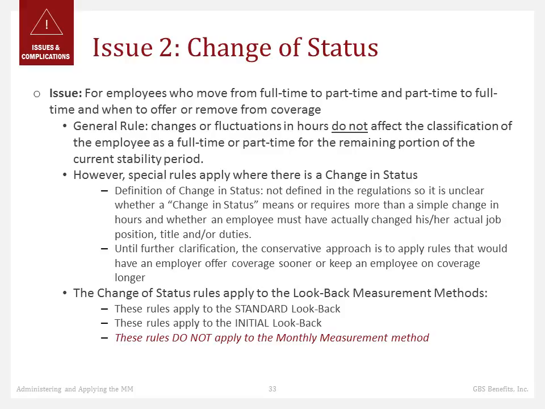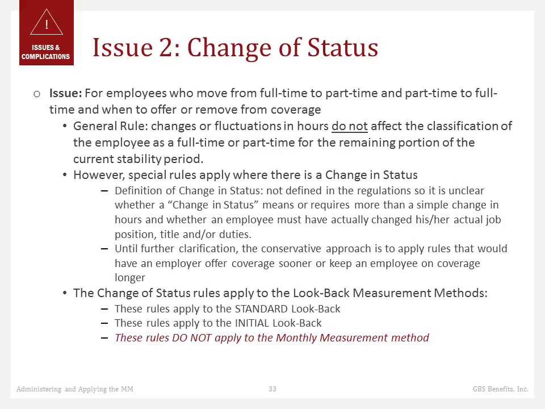Well, the general rule is, and this is really important for you to understand with the look-back, the general rule in the look-back measurement method is changes or fluctuations in hours do not affect the classification of the employee as a full-time or part-time employee for the remaining portion of the stability period. In other words, you just follow the look-back measurement method rules, meaning that if they earned coverage during a measurement period, then they are locked into coverage for the associated stability period.